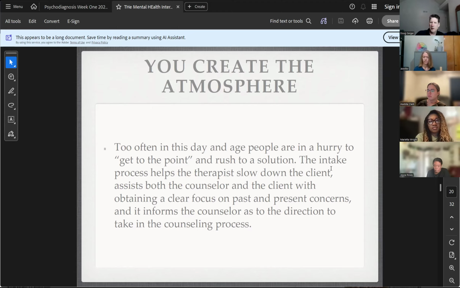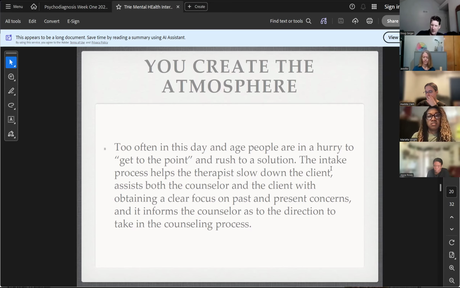If you're going through the change process, there's pre-contemplation, contemplation, and planning and action, right? We always want to go from pre-contemplation to the action stage, skipping these two, so that we can get to the fixing part. There's a lot of stuff we've got to do to get there. Most of it is building that therapeutic alliance and building that trust. So the intake process helps the therapist slow down that client, right? It assists both the counselor and the client with obtaining a clear focus on the past and present issues so that we can move forward and address the future.